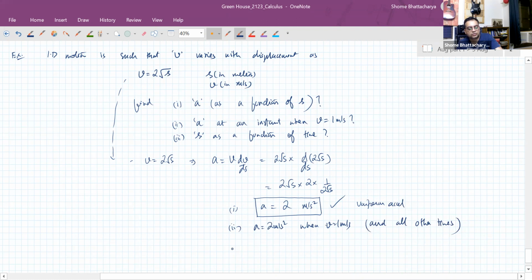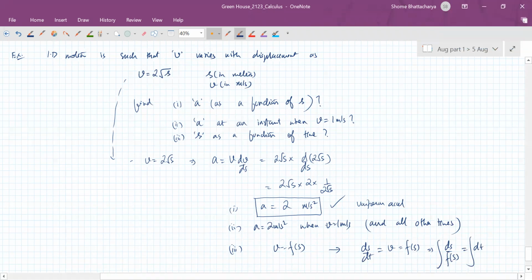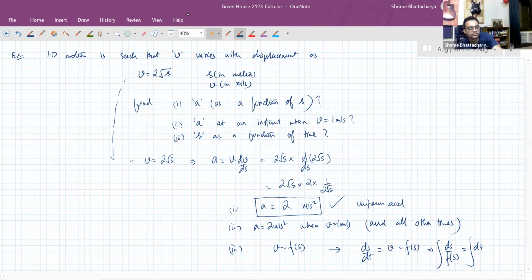Now to answer the third part, what we have to do is, see, v is given as a function of s. So v can be written as ds by dt. So we'll cross multiply this and integrate this like this one. Just try it out by this method, we'll discuss. Of course, you can use the equations of motion with uniform acceleration also.